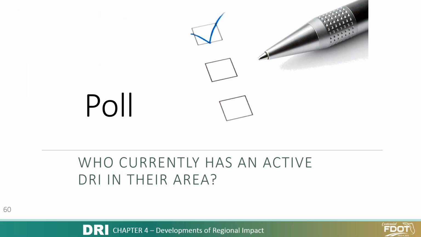And with that, do I have any questions before this poll has begun? I don't see any questions here. So what I'm going to do is ask people who are watching just to look at the poll, and I'm going to ask how many of you currently have an active DRI in the area, but instead of answering the poll this time, I'd like you to do this with a show of hands, raising your hands in your dialog box. All right.